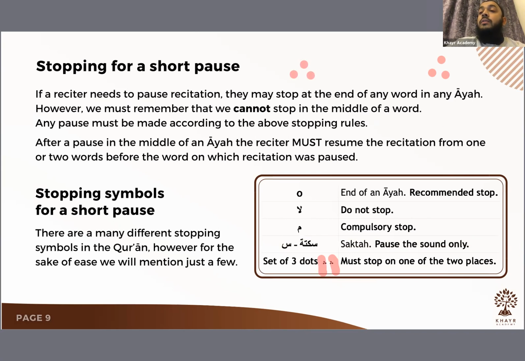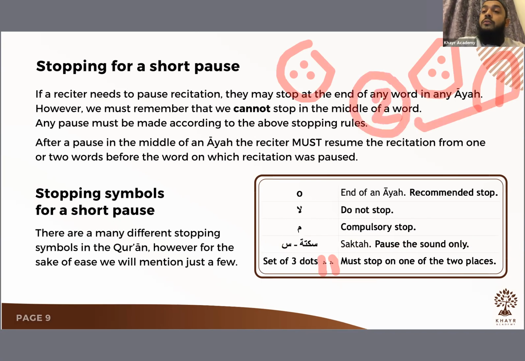If there are two sets of three dots, it means you can either join verse number one with verse number two, or you can join verse number two with verse number three. You should try to join either one and two, or two and three. Let me just show you an example of this.